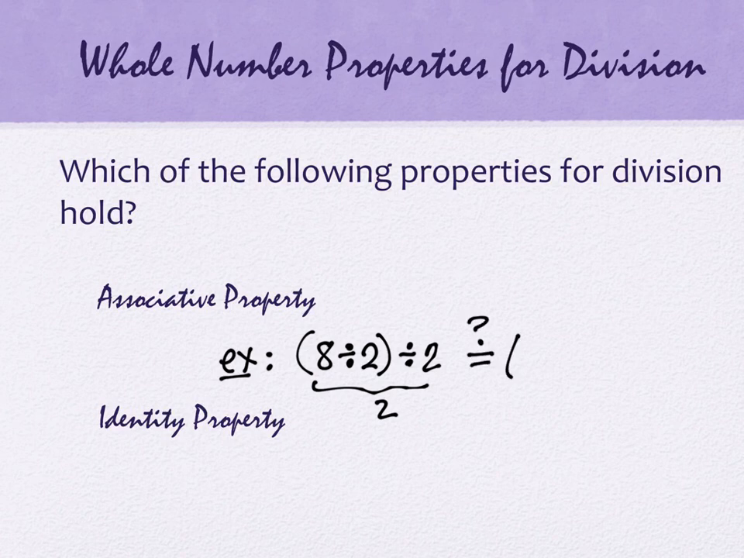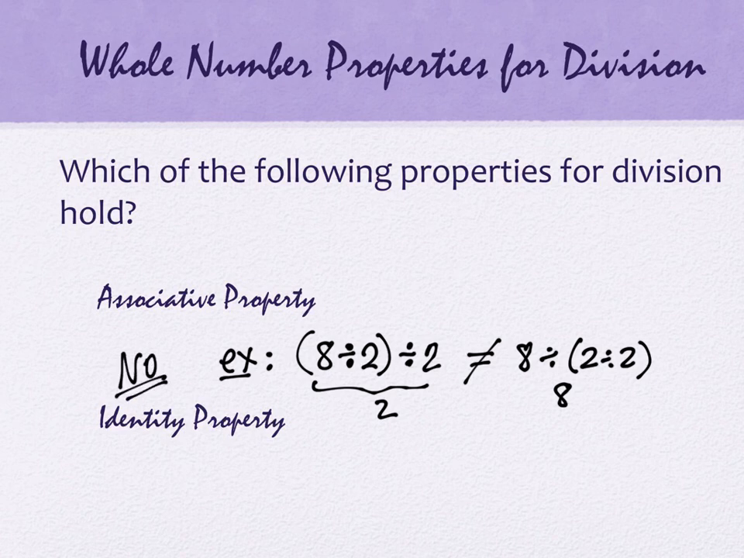If I do it in the other order, so 8 divided by (2 divided by 2), now I'm starting with the parentheses here. What's 2 divided by 2? 1. And what's 8 divided by 1? 8. So it doesn't work, right? This one won't work either. Remember, all you have to do is have one example of it not working to say it doesn't hold. So counterexamples are a lot easier to justify than proving something always does work, at least.